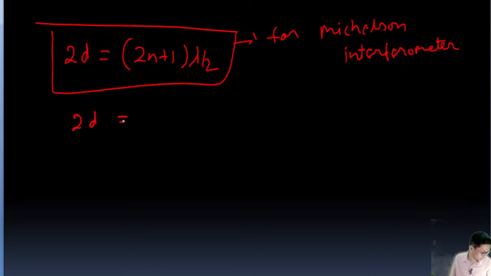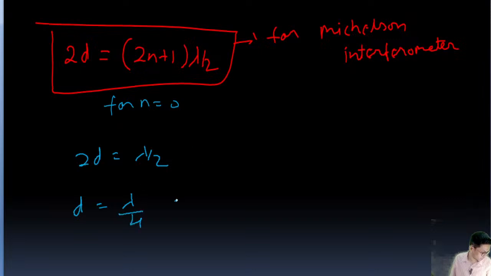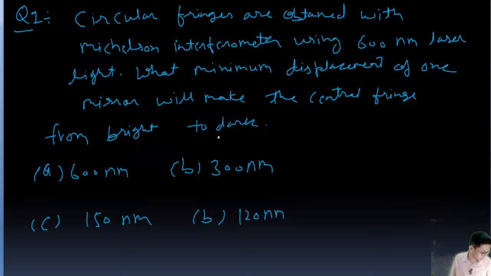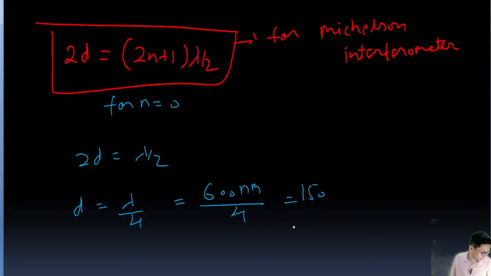So we'll put the value. For n equal to 0, because we are talking about the central fringe, 2d is going to be lambda by 2, and so d is going to be lambda by 4. We'll put the value 600 nanometer upon 4, that is 150 nanometer. So we have to move the one mirror by 150 nanometer, and then we'll get the dark fringes. So this is the answer.